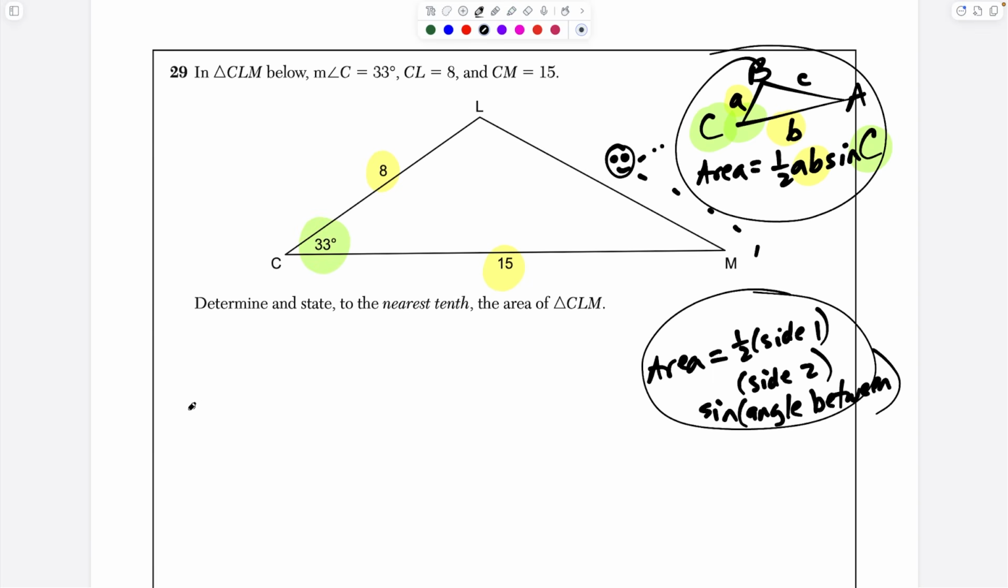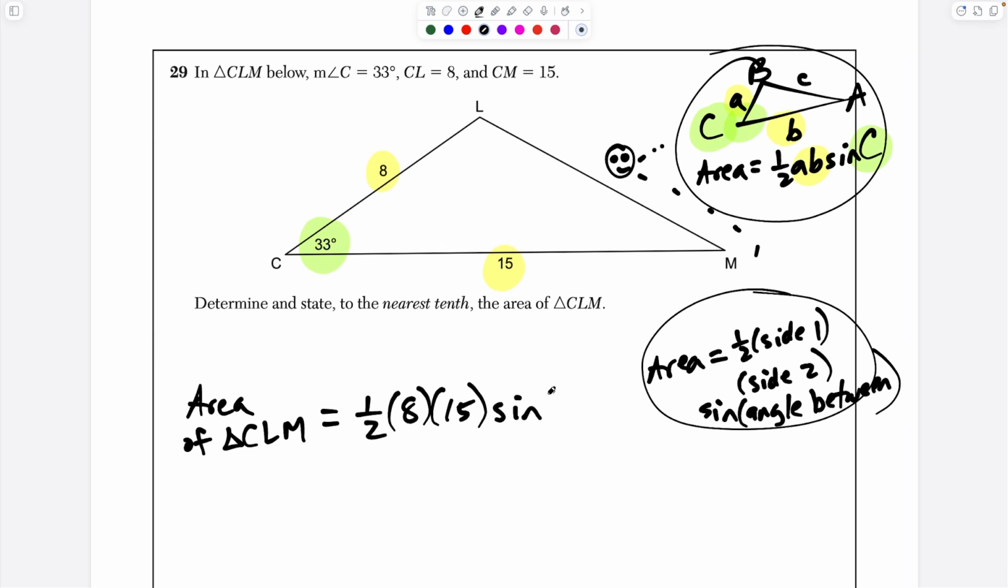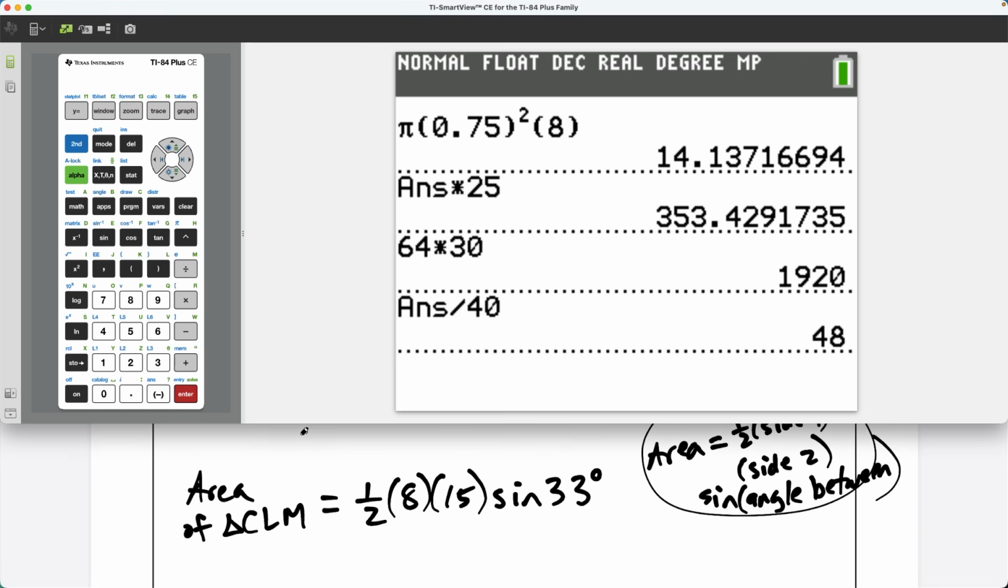So when I do this formula, I would just say, all right, the area of triangle CLM is equal to 1/2. I multiply side 1 and side 2, so that's 8 times 15, and then I multiply by sine of the angle between them, which is 33 degrees. Now for this part, please make sure you are in degree mode.